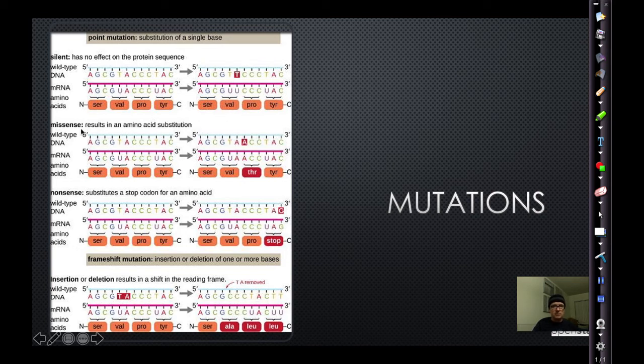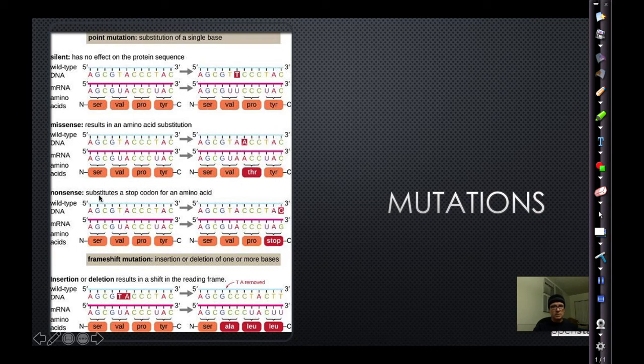Now a missense mutation, that's when we change an amino acid. So again, we go from having TAC here to TAA. That goes from a proline coded for it to a threonine coded for it. So we have a point mutation or a base substitution that led to a missense mutation.